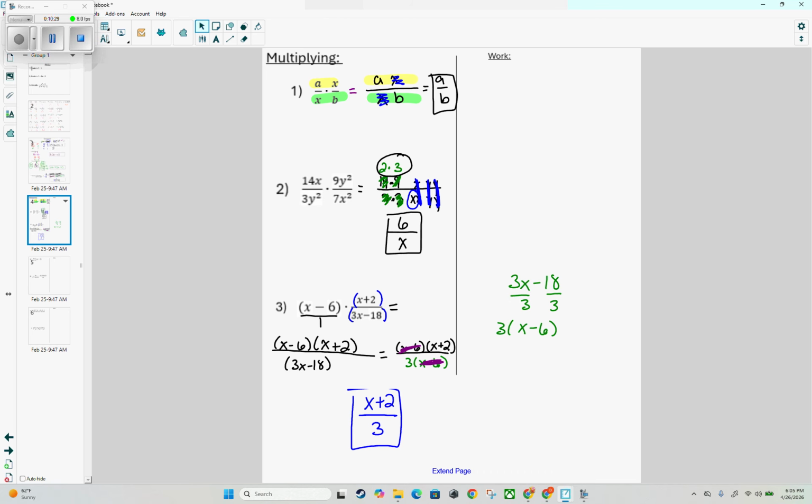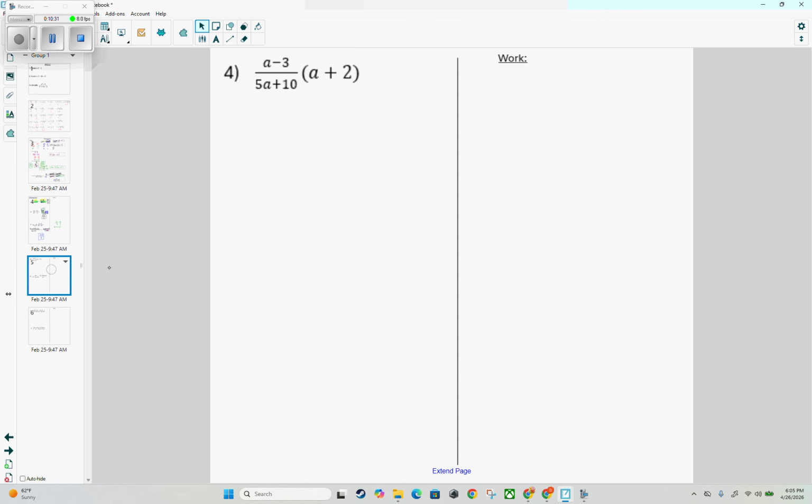All right, we only have 4 more to go. Give yourself a second, try number 4. Just pause the video, and then I'm going to put the answer up at the top, and hopefully you got it right. So check to see where you went wrong or right. So this is very similar to the last one. So again, pause the video and do number 4.